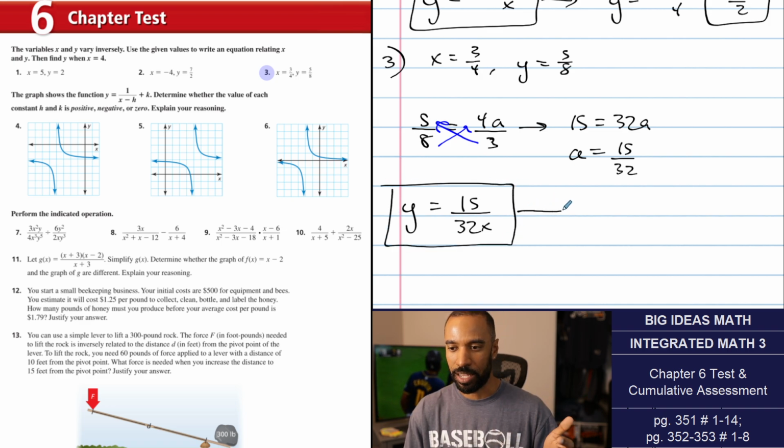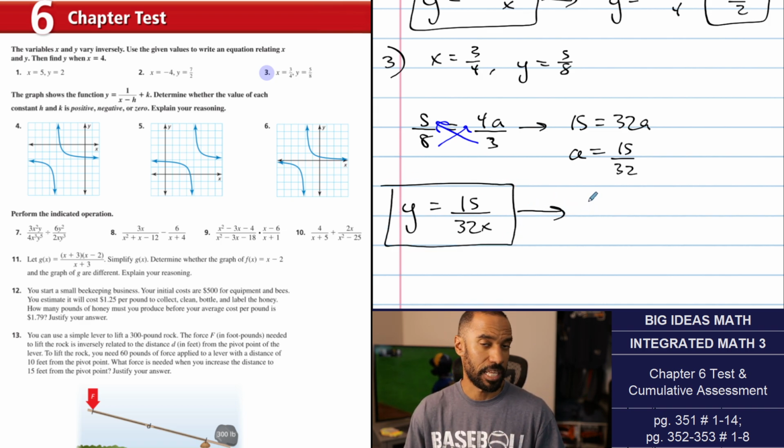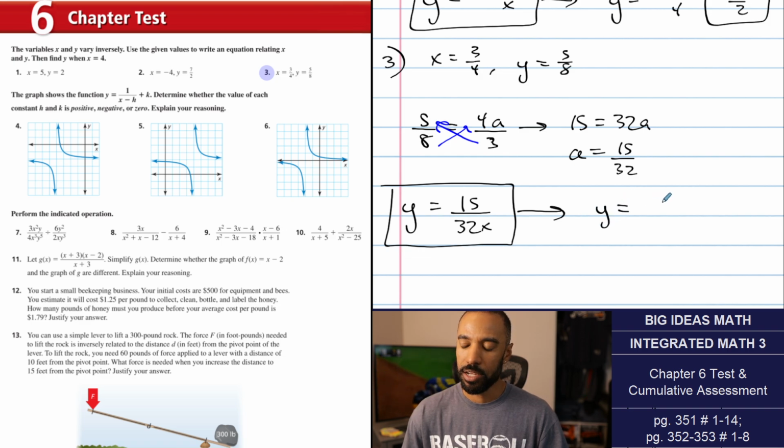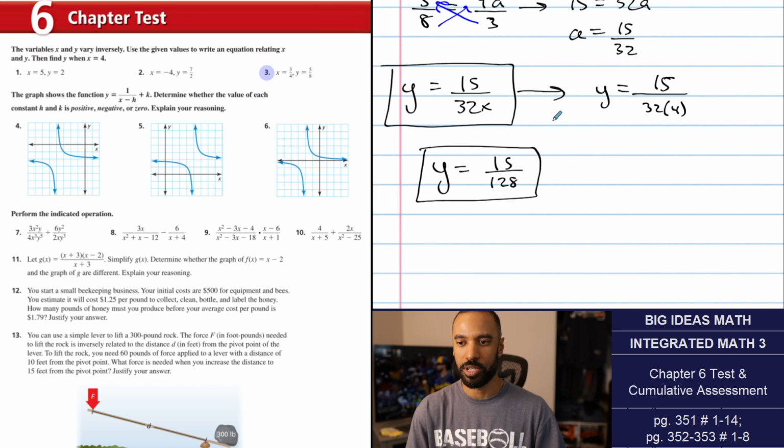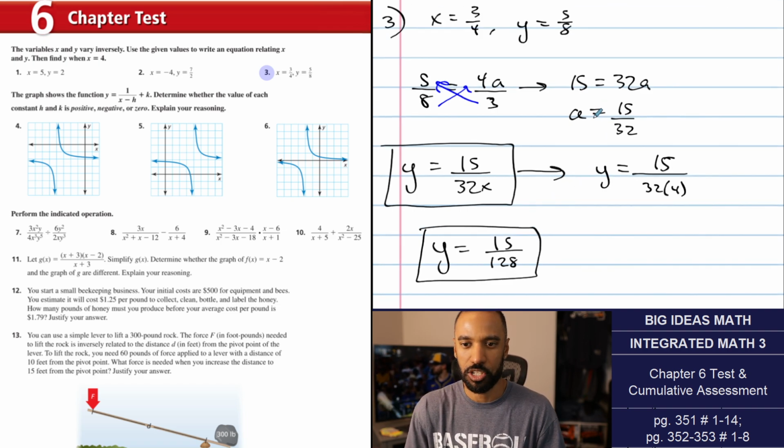X is still varying inversely. It's still in the denominator like that, but that's how we write it. Now we got to substitute 4 for x. So 15 over 32 times 4. These don't reduce at all with the 15. So 32 times 4 straight up is going to be 128. 15 over 128. And yeah, if they couldn't reduce before, they still can't reduce now. Don't be writing decimals for those guys. That should be good enough.